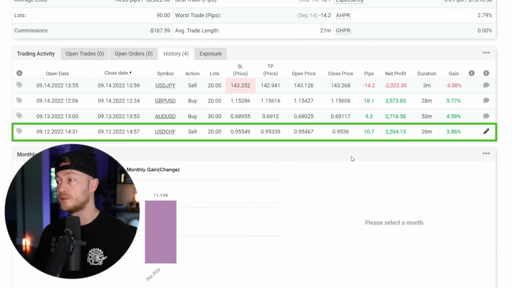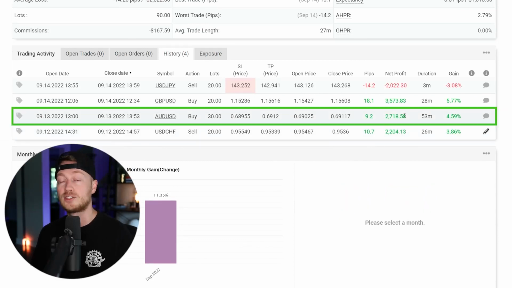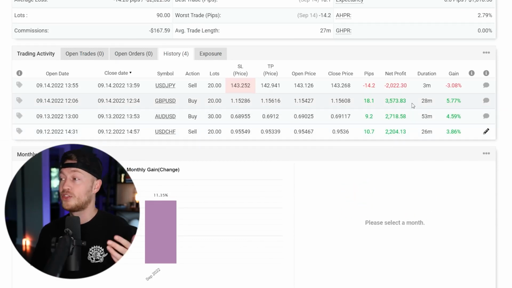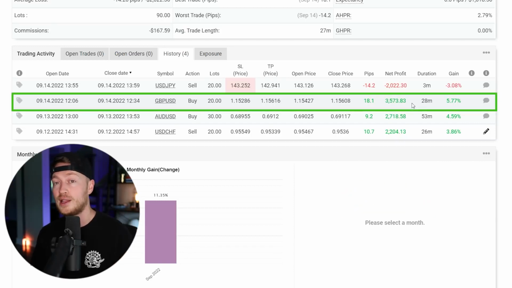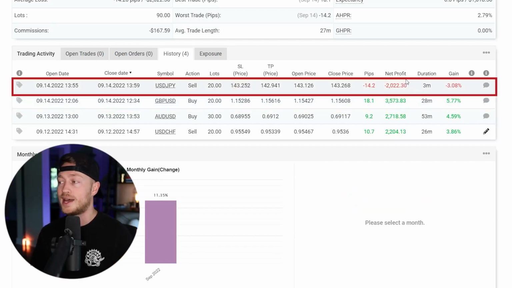You could see the first trade I banked $2,200. The second trade I banked $2,700. Third trade $3,500, and then my only loss, that was $2,000. So even though I didn't get that 99.3% win rate that was promised with this Forex scalping strategy, I made myself over $6,000, and I barely traded the strategy.